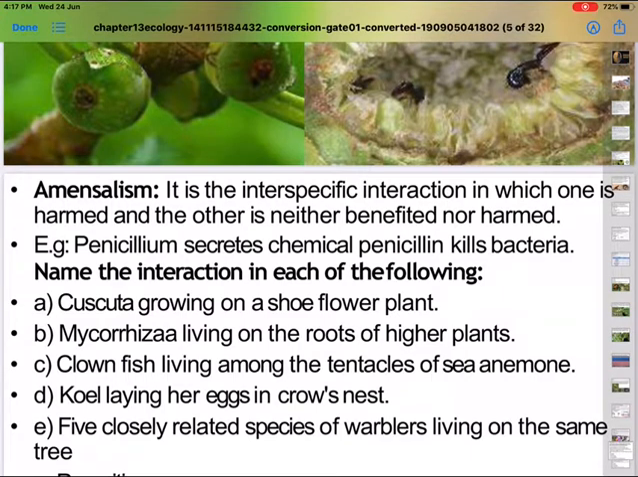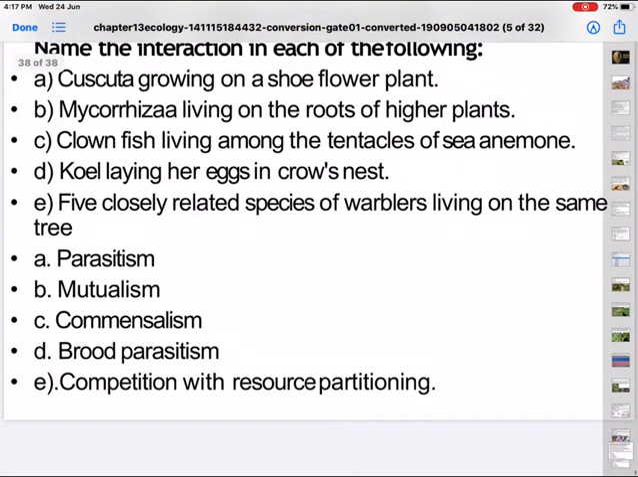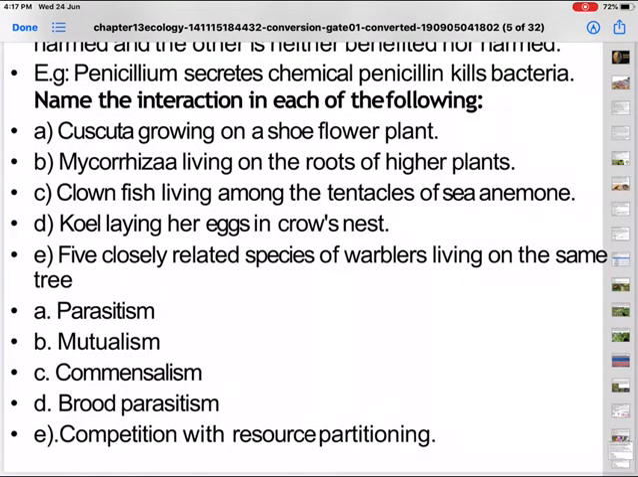Cuscuta growing on a shoe flower plant. What is the interaction? Cuscuta, remember I told you? Mycorrhiza, just now I said, living on the roots of higher plants. Clownfish living among the tentacles of sea anemone. Quail laying her eggs in a crow's nest. And five closely related species of warblers living on the same tree. Just think what type of interaction it is, and after thinking, check whether your answers tally with this.